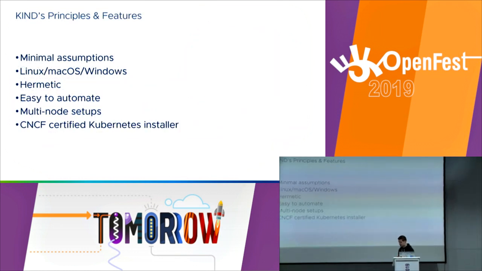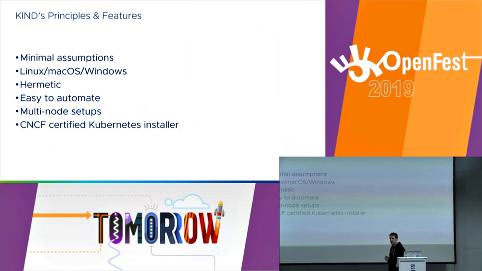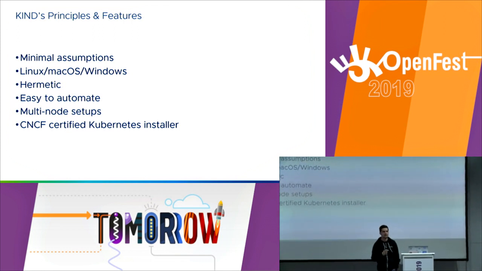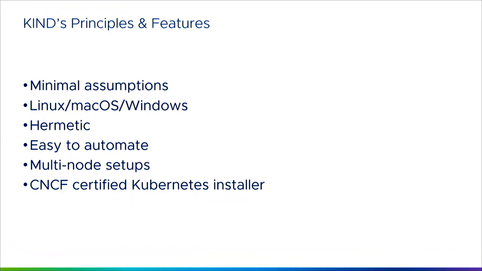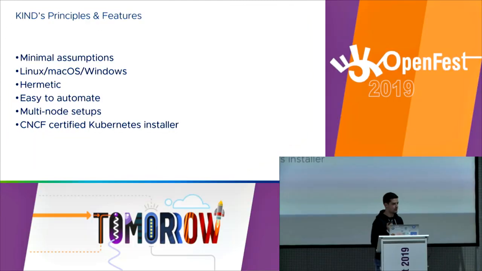So what are kind's principles? Kind was designed to be minimalistic in assumptions, so the only thing that kind requires you to have is a Docker engine. Also kind is portable, so it can execute on Linux, Windows, and Mac. So it is as portable as Docker is. So it basically runs everywhere Docker runs.